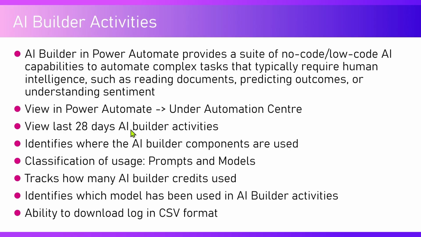Basically, it will give you a list of tabular information. It identifies where the AI Builder components are used. It is categorized into prompts and models. You can track how many AI Builder credits are used, and also you can download the table in a CSV format for later consumption. Now you can identify which model has been used in the AI Builder activities, and you can even download in CSV format.